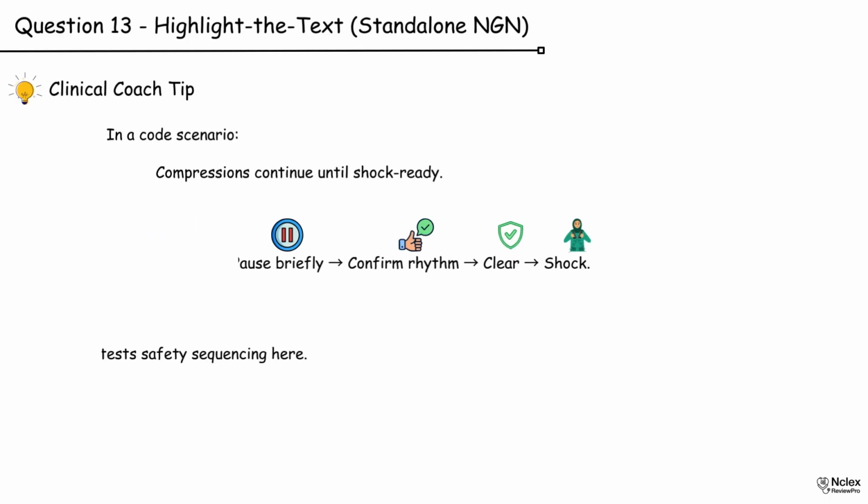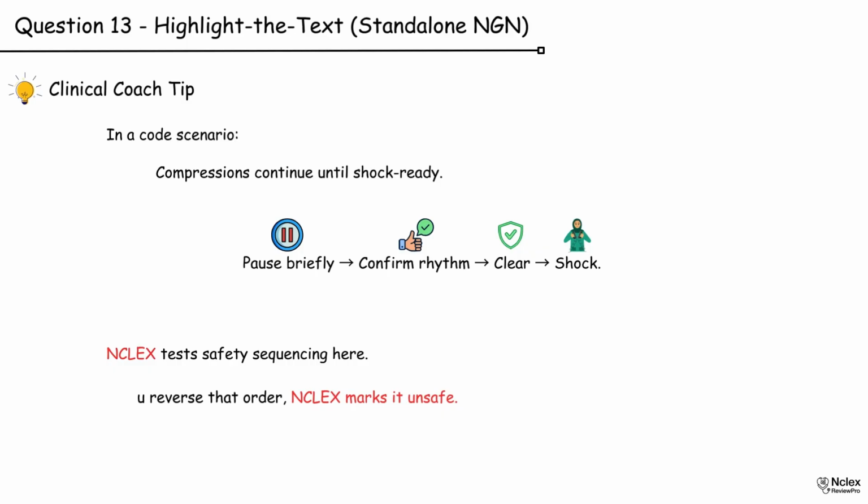Now here's the clinical coaching point. In a code scenario, sequencing equals safety. Compressions continue until the moment of analysis. Pause briefly. Confirm rhythm. Clear the patient. Deliver shock. If you reverse that order on the exam, NCLEX marks it unsafe. The question is not testing whether you know how to push the button. It is testing whether you understand safe shock protocol. That is how NCLEX expects you to think during emergency cardiac rhythm management. All right, let's move on to the next question.